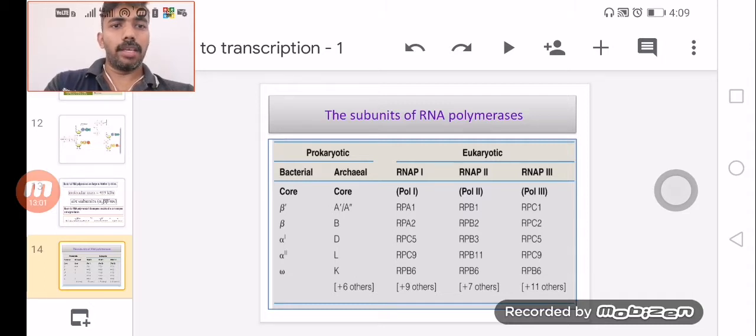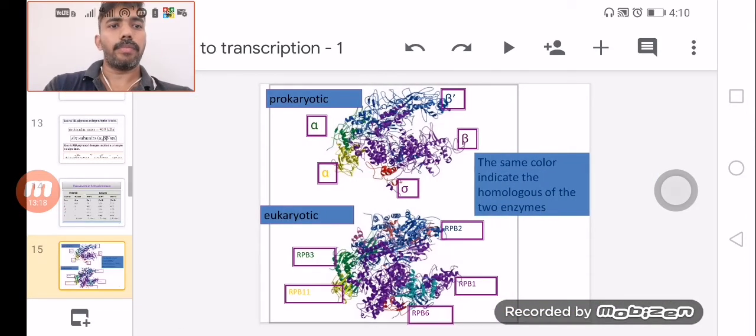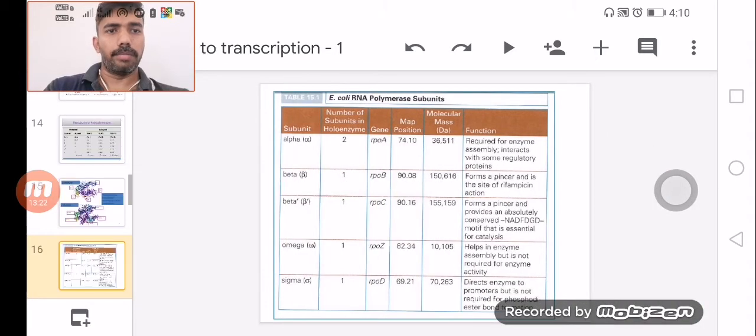Like archaebacteria, you can see the similar set. Then RNA pol 1, 2, 3. In all sets, we can see the different homologous subunits for these bacterial subunits. So studying any one set is relevant to understand all other types of polymerase enzyme. This is the comparative image. I am not focusing on them.